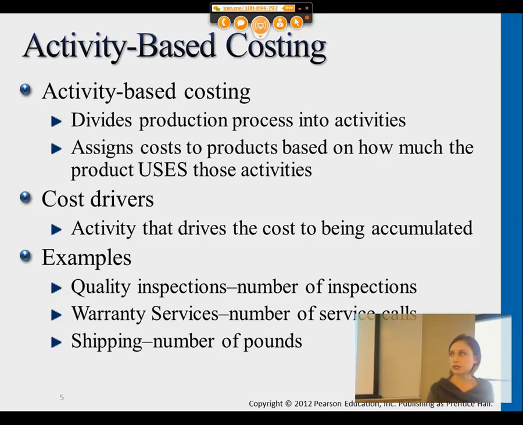Okay, so a very clear example is for your shipping, it's the number of pounds. Okay, so what drives the cost when you're shipping a box through USPS? The weight of it, right? Unless it's a flat rate, but let's just say the weight of it. So if you're transporting a pillow versus a refrigerator, the cost is going to be different. Yeah? Okay, and like I said, many companies are going to use this ABC because it's much better precision.